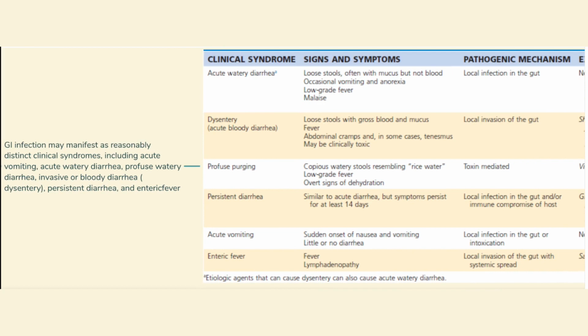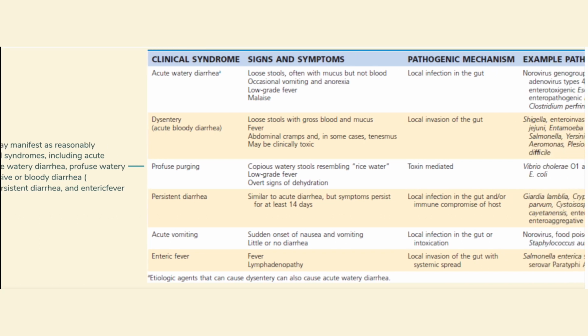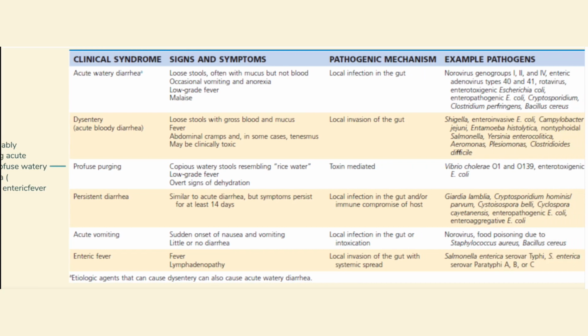The clinical syndromes that we are looking for by this classification are, first, acute watery diarrhea. The signs are loose stools with no blood, minimal mucus. They can have occasional vomiting. Fever might be present, but only low-grade fever, and malaise. The mechanism is just local infection in the gut. Examples of such pathogens are norovirus, enteric adenovirus, enteropathogenic E. coli, enterotoxigenic E. coli, Cryptosporidium, and Bacillus cereus.